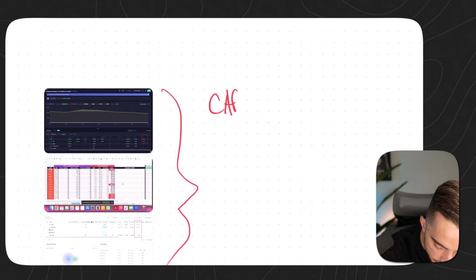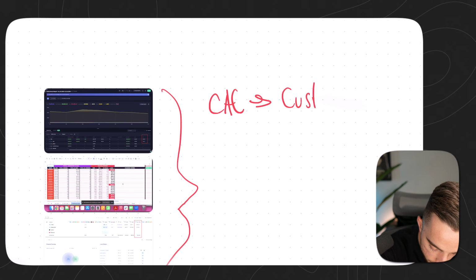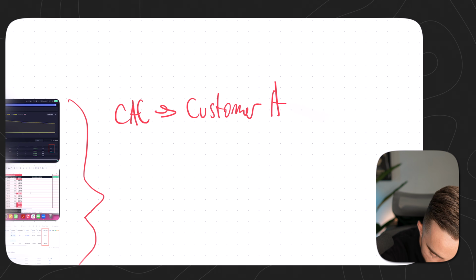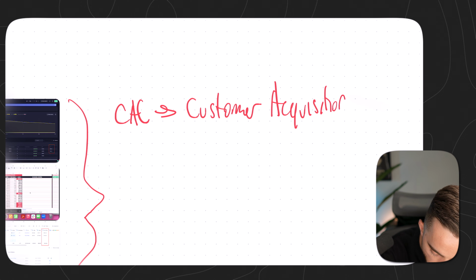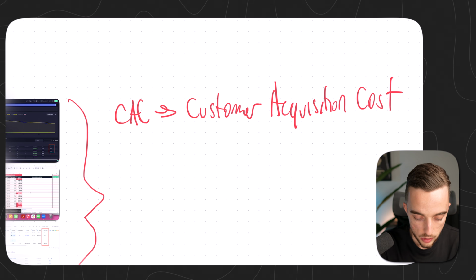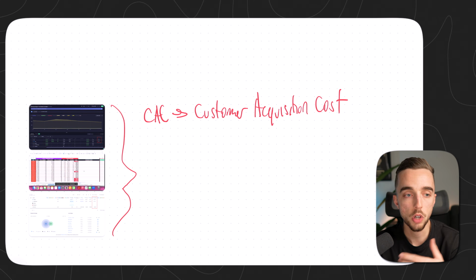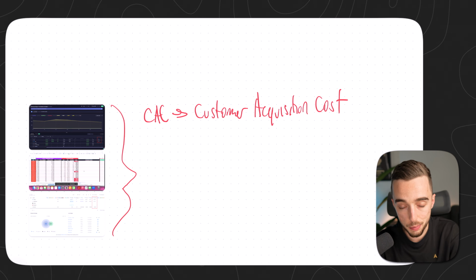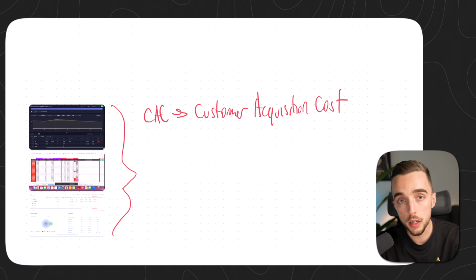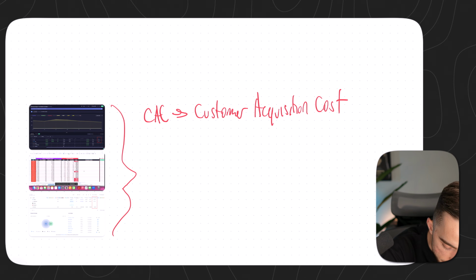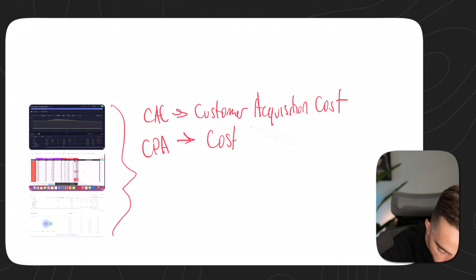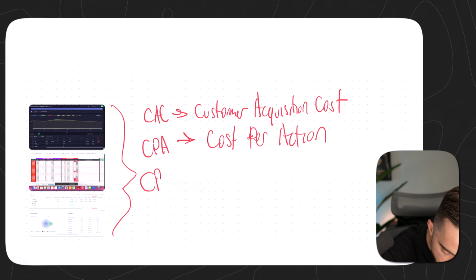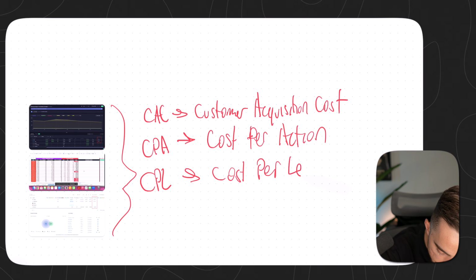So CAC is customer acquisition cost. This is what it costs you or the business to spend on ads to acquire a new customer, right? Whereas CPA is cost per action. Cost per lead is an example. Well, I just said it right here, it's CPL, so cost per lead.